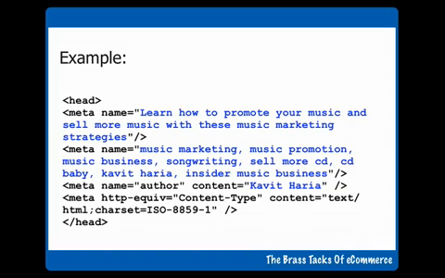Here's an example. For the description, I've put: learn how to promote your music and sell more music with these music marketing strategies. That is the description. If somebody goes to my website, that is the description they will see. The meta name has the keywords there: music marketing, music promotion, music business, songwriting, sell more CD, CD Baby, Kavitharia, inside a music business, and then again the author name has my name there. So there you have some very simple examples of the meta description, the meta keywords, and the meta author.